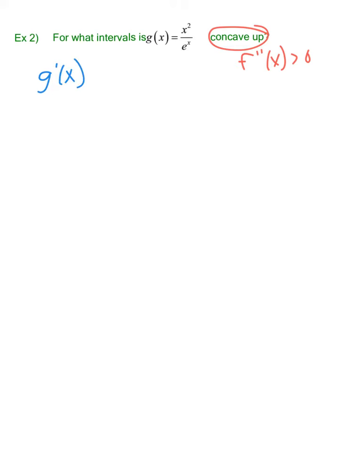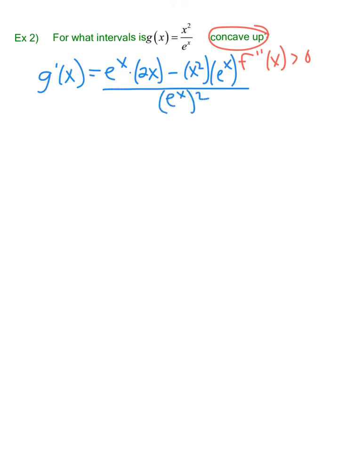So low times the derivative of the top, minus the top, or in other words high, times the derivative of the lower function, all divided by low squared. I'm going to take a moment to simplify right away. What I see is this term has a multiple of e to the x, this term has a multiple of e to the x, and this term has a multiple of e to the x. So all these terms can be reduced by a factor of e to the x.